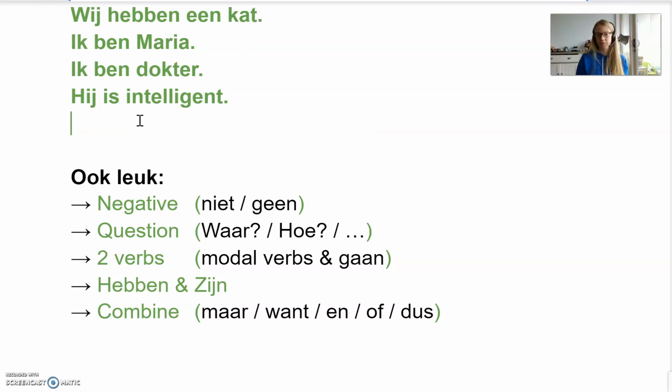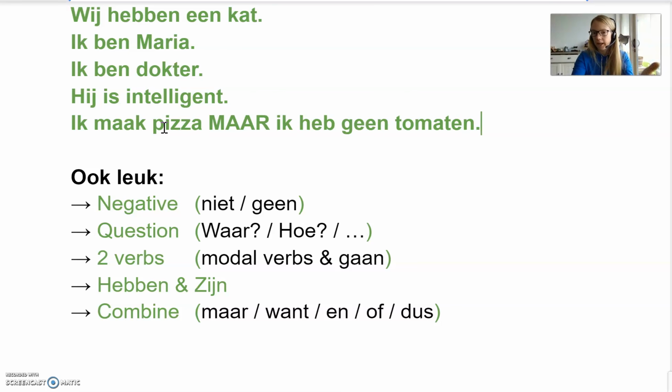So you can combine two sentences. For example, ik maak pizza, maar, this is the conjunction, so I make it with big letters just for you to see the structure of the sentence. Maar ik heb geen tomaten. I have no tomatoes. Problem. So you see here is one sentence with a person, an action verb, an object, and then it's glued together with this conjunction to this second sentence that also starts with a person, with the verb, in this case hebben, with a negation, and with an object. Tomatoes. I make pizza, but I don't have tomatoes.